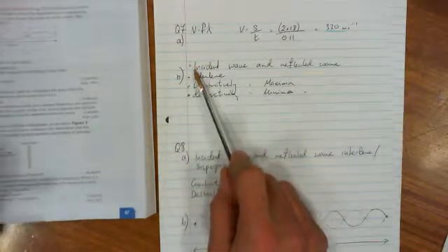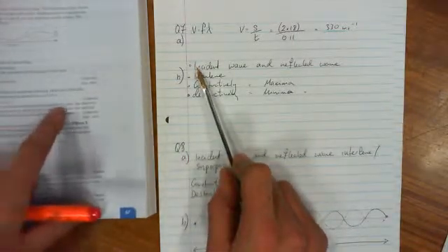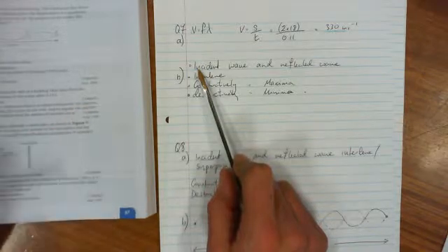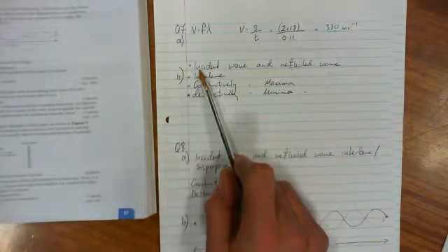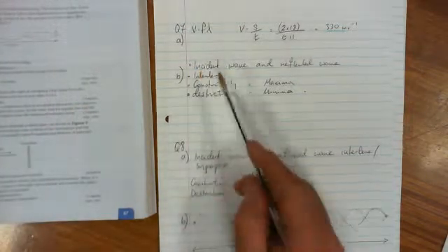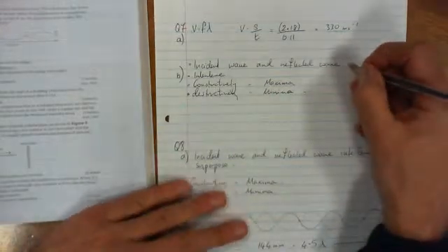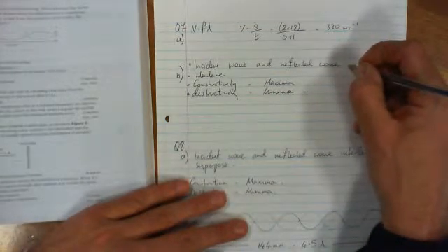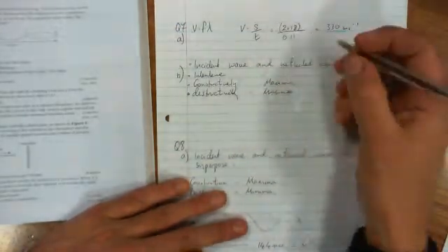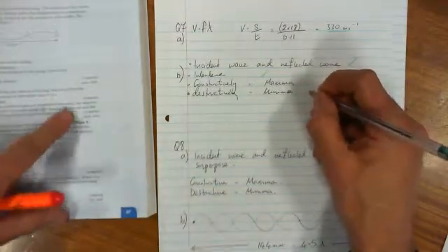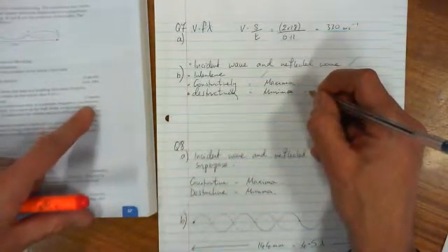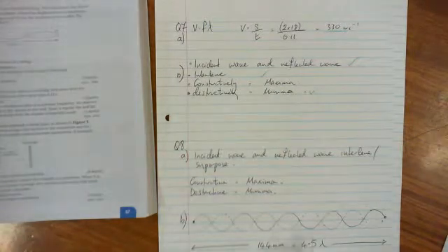For B, the source now emits a continuous tone of a certain frequency, and the observer walking towards it hears a regular rise and fall. So we want to say basically any three of these points: that there's a reflected wave and an incident wave, that they interfere, and that when they destructively interfere, it's a minima.